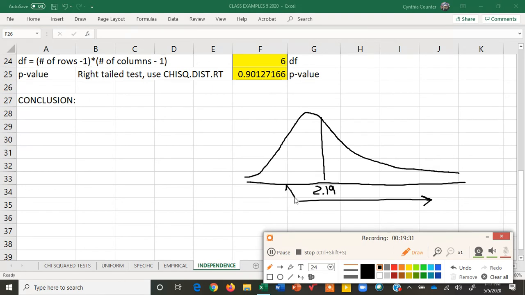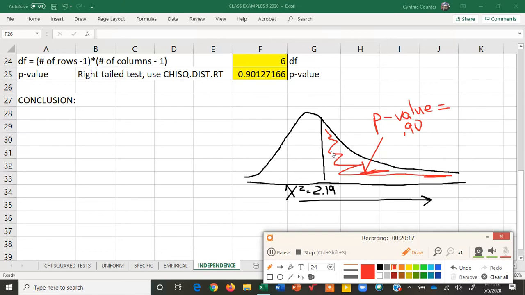So 2.19, this was our chi-squared test statistic. The way we write chi-squared looks kind of like a big giant X, with this little tail coming out of it here. And then, of course, we square it. So here's our chi-squared test statistic, which was 2.19. The p-value is the area in the tail defined by that test statistic. So all this area here is the p-value. And we saw that that p-value is 0.90.